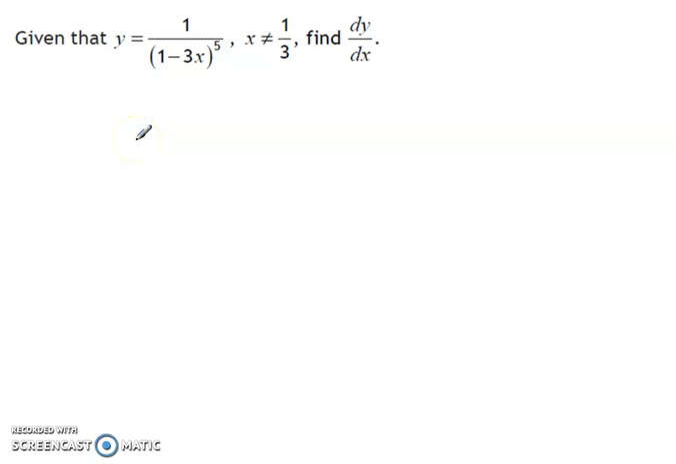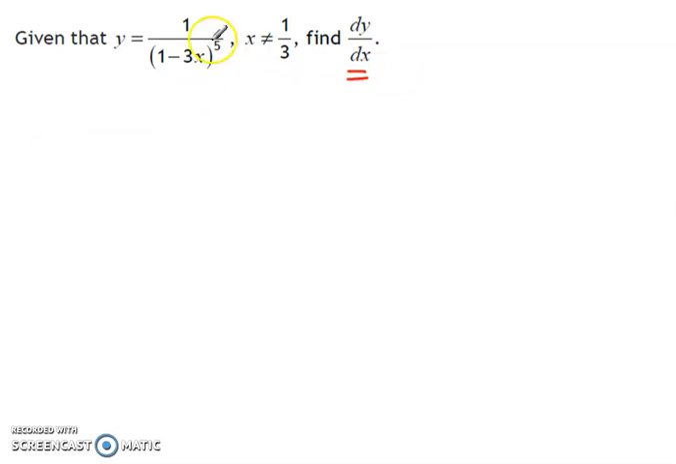What we have here is the 2019 Higher Paper 1, Question 6. Now this question focuses on derivatives and differentiation. That can be taken by just reading that part there and wanting us to find dy by dx, which is the derivative. So the question simply asks, given that y equals 1 over (1 minus 3x) to the power of 5, x cannot equal a third, find dy by dx.